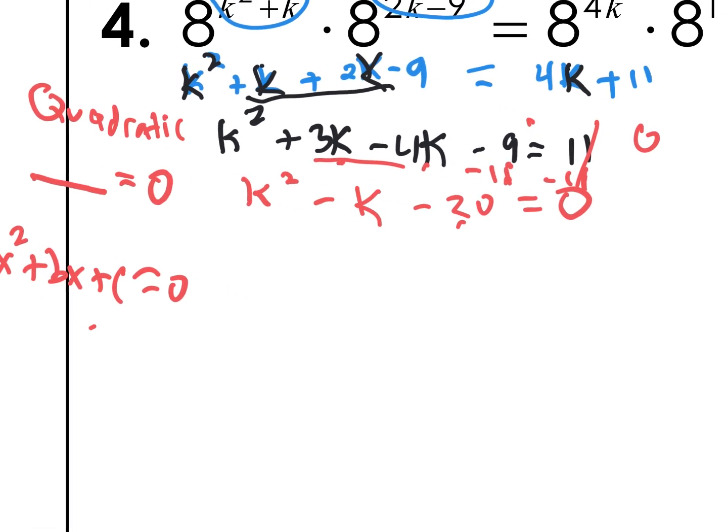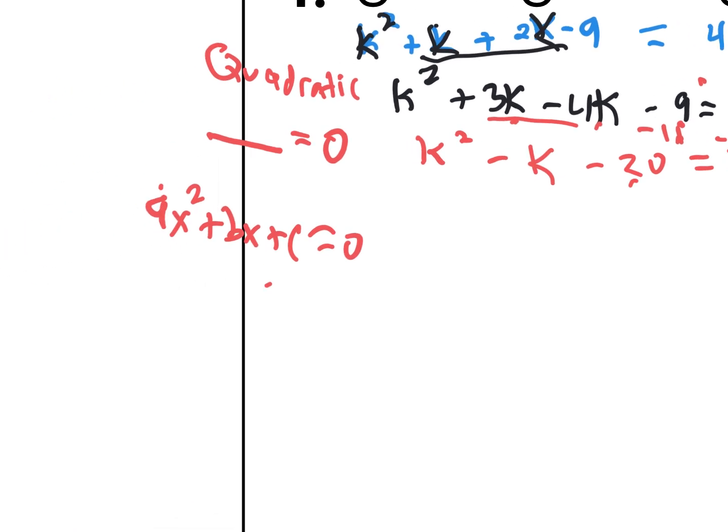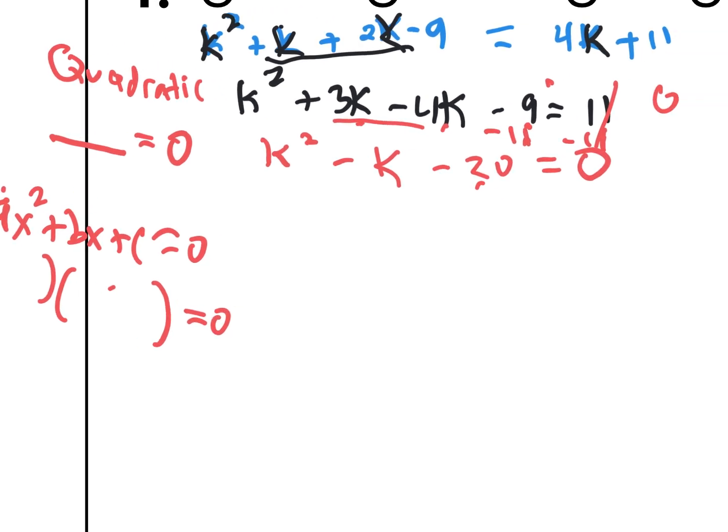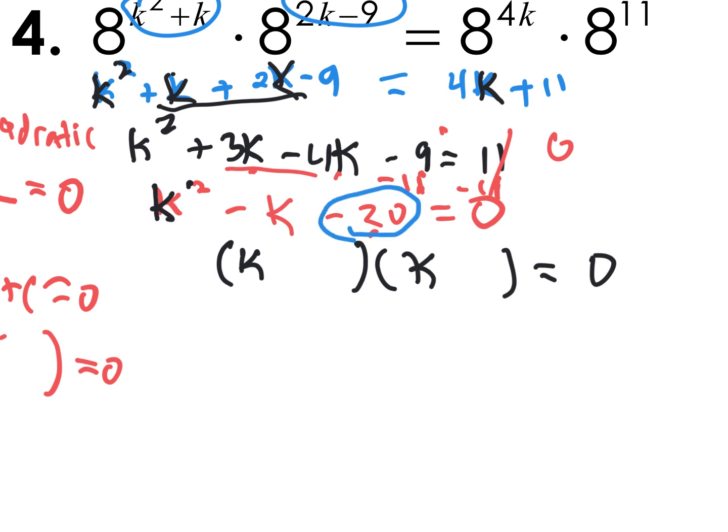To solve this, you have to use the F word, factor. Remember? When you factor, you find two binomials multiplied together equals 0. So in this case, I'm going to set it up for you because I know you're advanced students. Two binomials set equal to 0. Since this is a k squared, this has to be k, and this has to be a k. All I need is two numbers that multiply to get a negative 20 and add up to a negative 1.